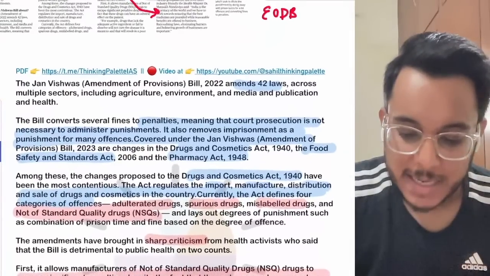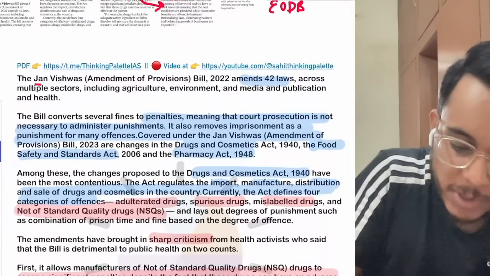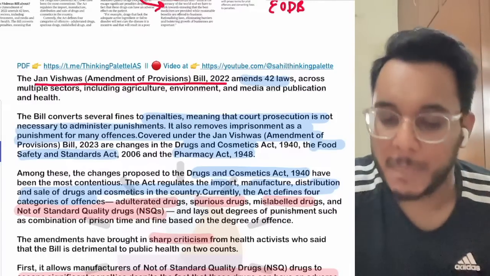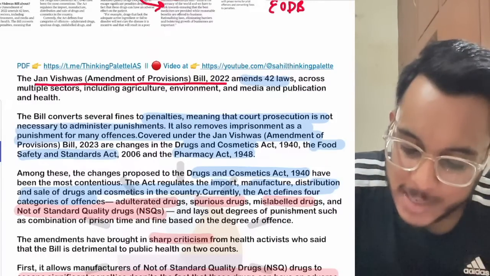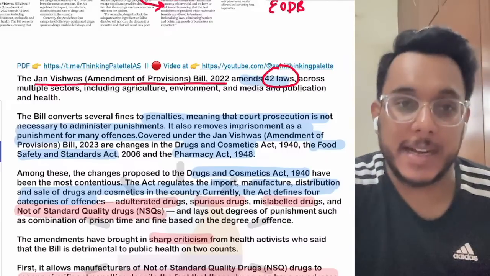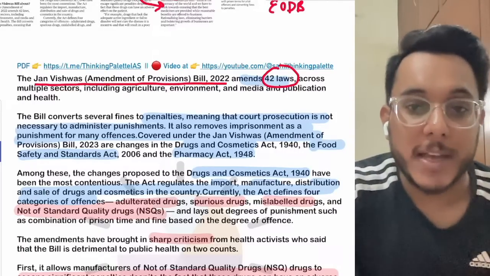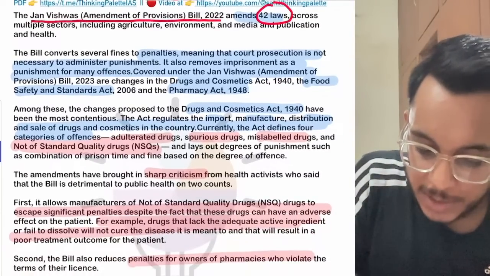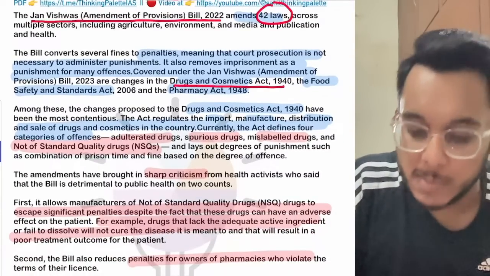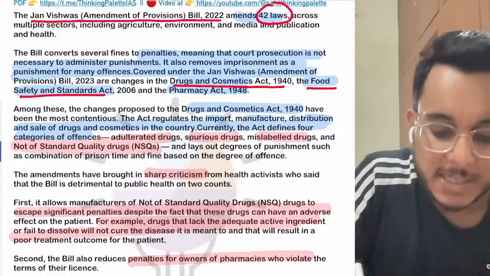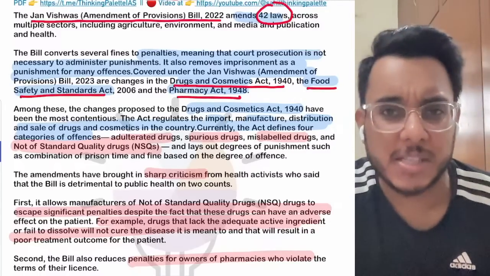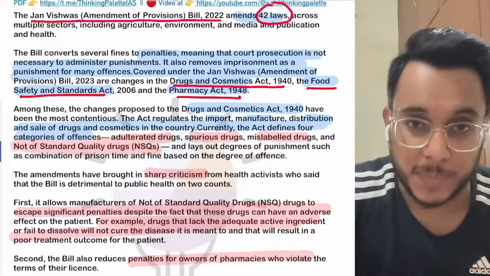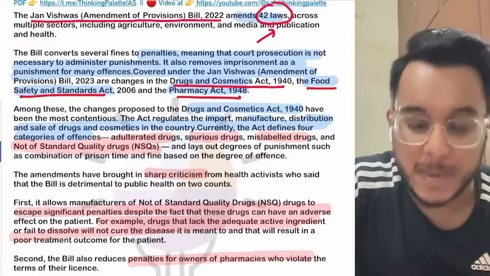Basically, guys, the article is talking about the Jan Vishwas Amendment of Provisions Bill 2022, which has recently been passed. Now, this bill amends 42 laws in India. For example, the Drugs and Cosmetics Act 1940 will be amended, the Food Safety and Standards Act, the Pharmacy Act, the Forest Act, the Air Act. Many acts will be amended by this Jan Vishwas Bill. 42 laws will be amended.